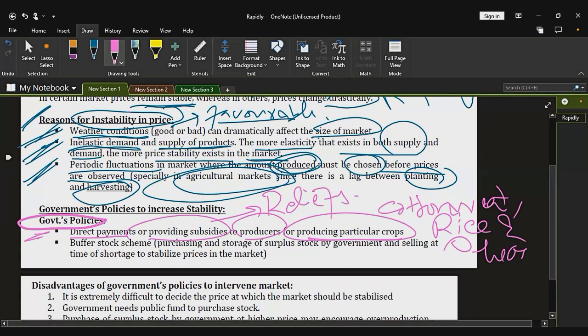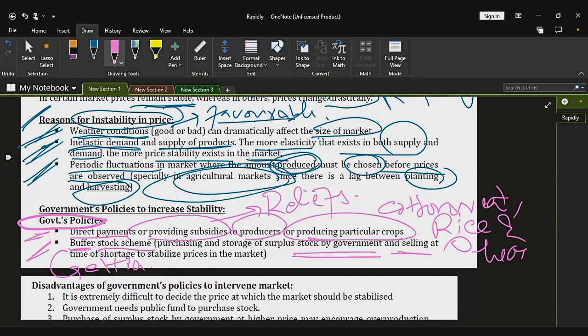Second is buffer stock production. Buffer means extra production. If it is observed that a product is being demanded in high quantity each season, then the government can introduce a buffer stock scheme in which they can purchase such products that create some price instability in the market and provide these products to the market when there is a shortage.